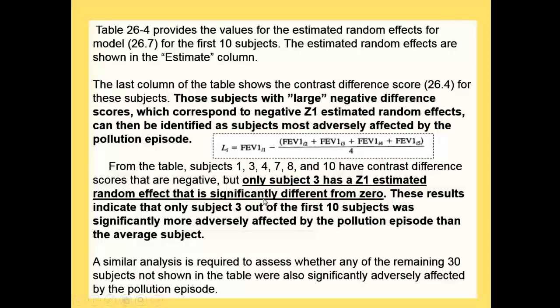I said from the table, this previous table, only subject 3 has a Z1 estimated random effect that is significantly different from 0. These results indicate that only subject 3 out of the first 10 subjects was significantly more adversely affected by the pollution episode than the average subject. That was the question. Okay.